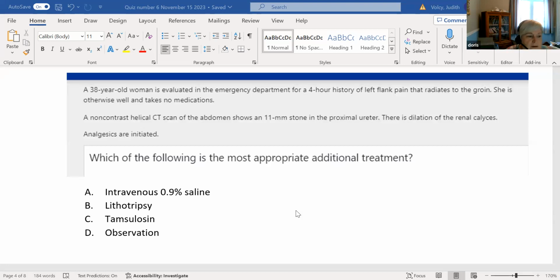Okay. What was the other medication? You talked about tamsulosin, and the other one was?